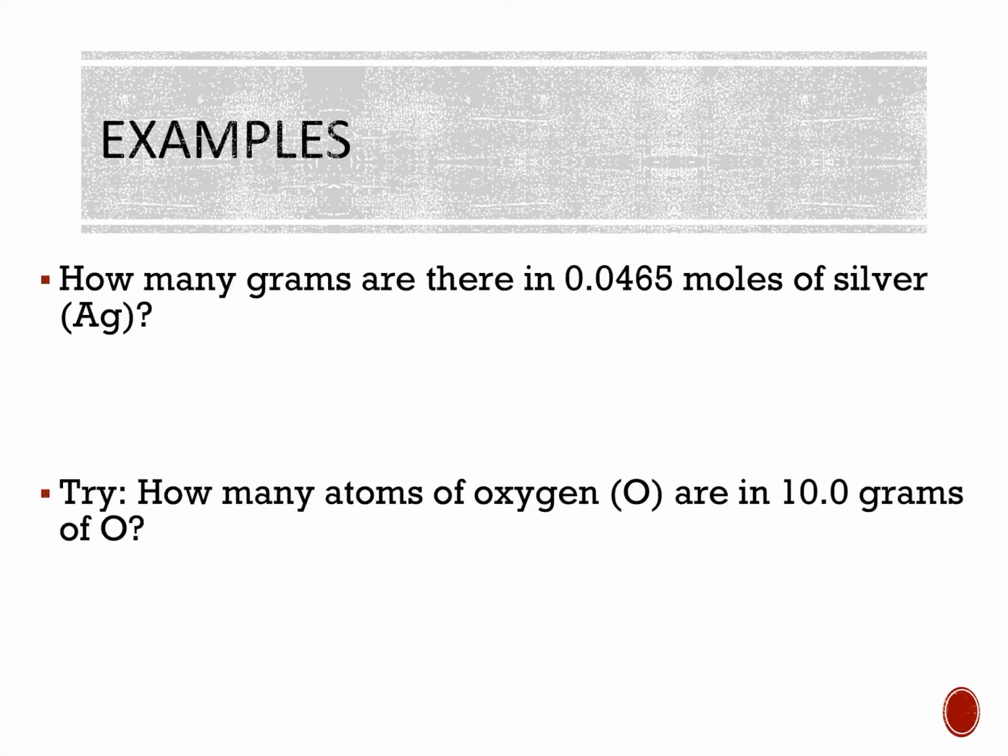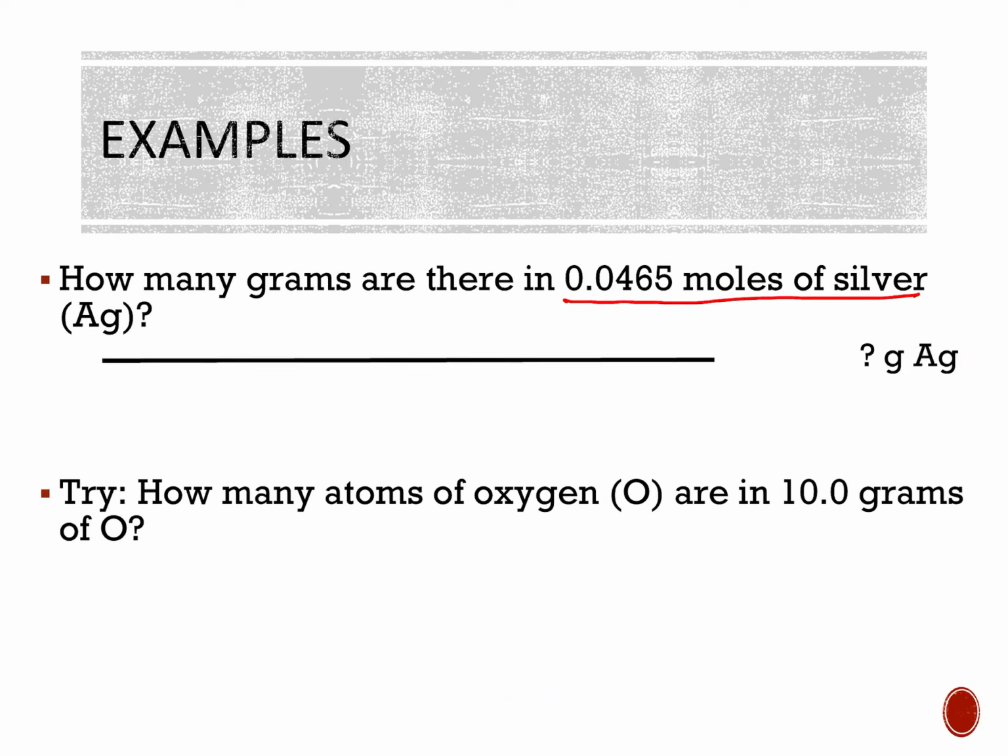So this first one says, how many grams are there in 0.465 moles of silver? So again, we're going to put what we're starting with in the top left. Okay, so we're going to start with 0.0465 moles of silver, and we need to cancel moles of silver down to the right and come up with grams. So when we're converting between moles and grams, we're going to use the molar mass. We know that 1 mole of silver, and we can go and look at the periodic table and find silver on there. The mass of 1 mole of silver is 107.87 grams of silver.